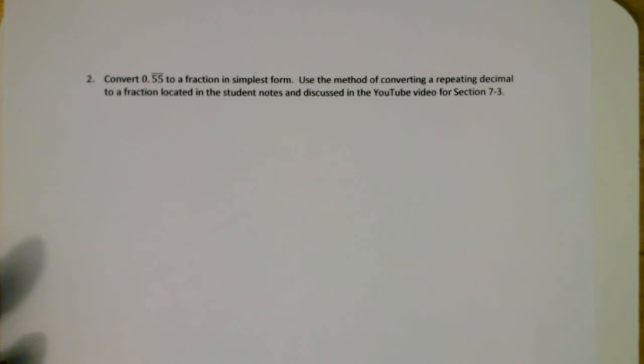All right, here's number 2. Convert 0.55 with the bar on top to a fraction in simplest form. Use a method of converting a repeating decimal to a fraction located in your student notes and discussed in the YouTube video for section 7-3. Okay, so I did some examples in the YouTube video for section 7.3 dealing with repeating decimals, and I gave you a procedure for converting from a repeating decimal to a fraction in the form of A over B. That should be in your student notes.